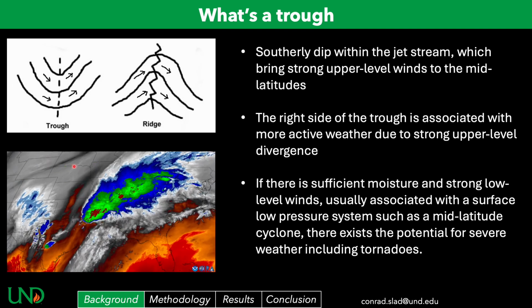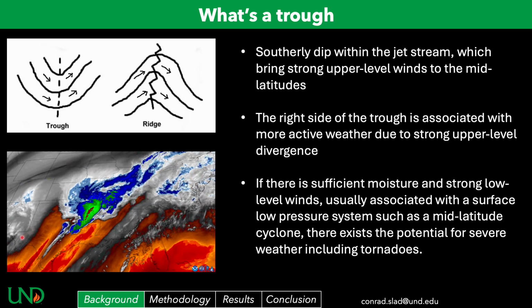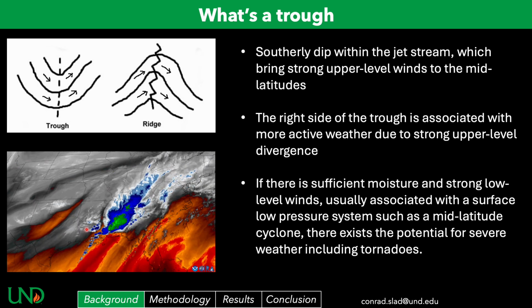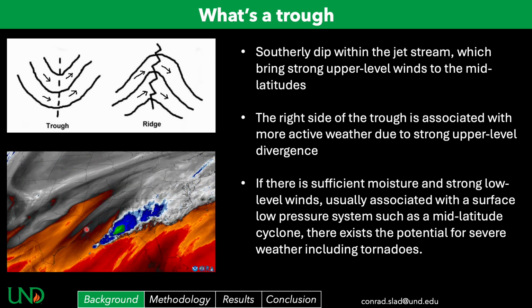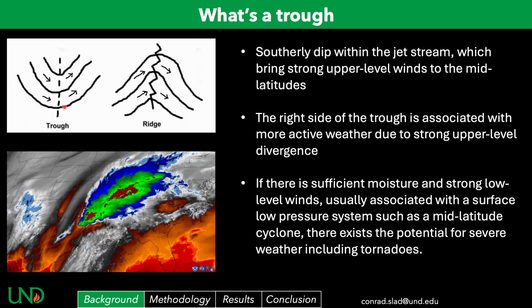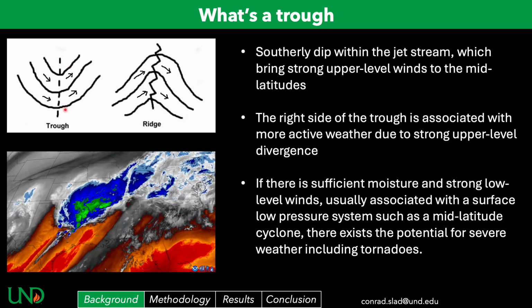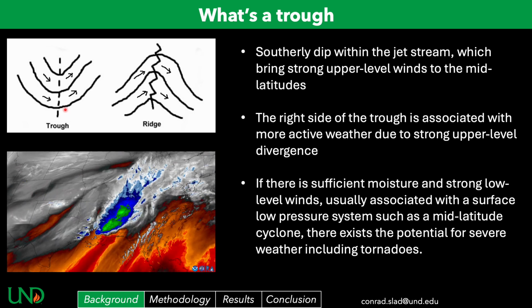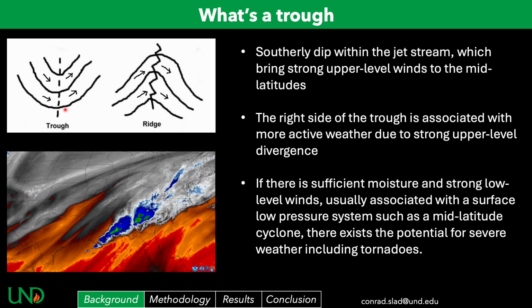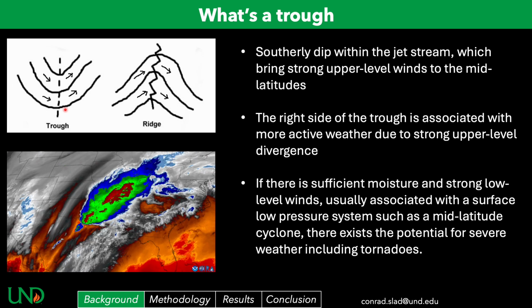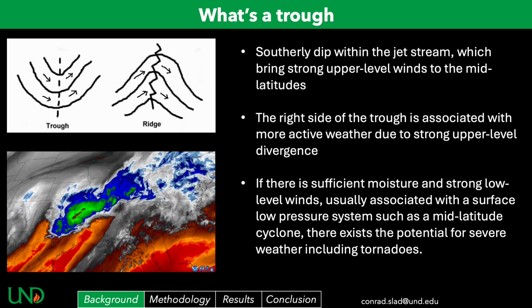And as you can see, the center of the trough is right about here. And a lot of this cloud cover is on the right side of it. The center of the trough we call the trough axis. And we see most of the active weather on the right side of it because we have a lot of upper level divergence occurring over there. And don't get too caught up in the term divergence. Basically, if we have upper level divergence, we're going to see more cloud cover.